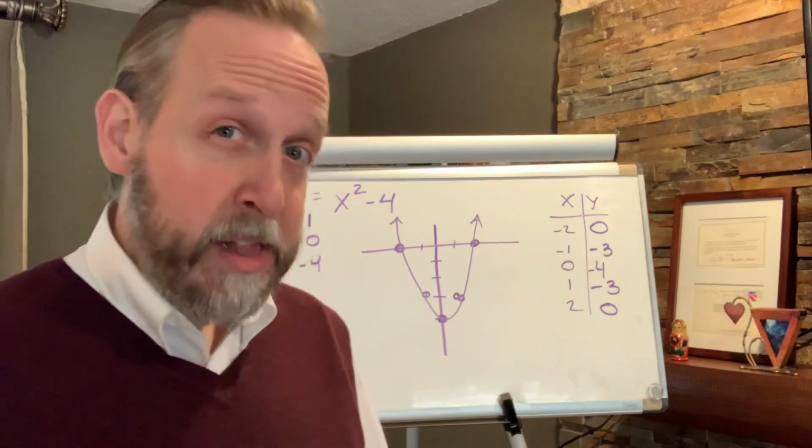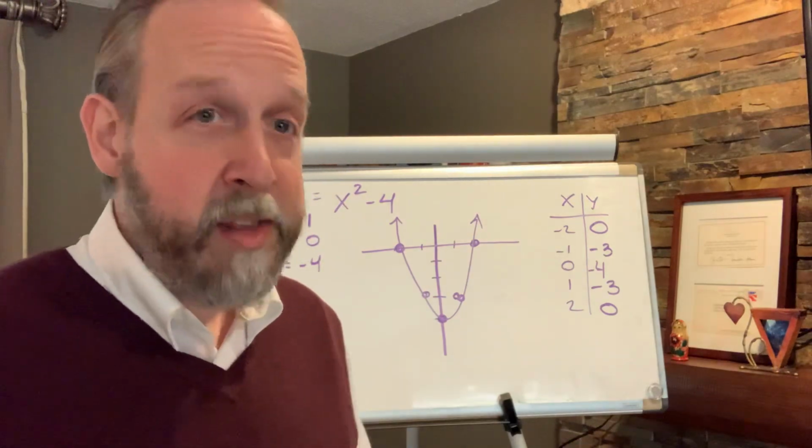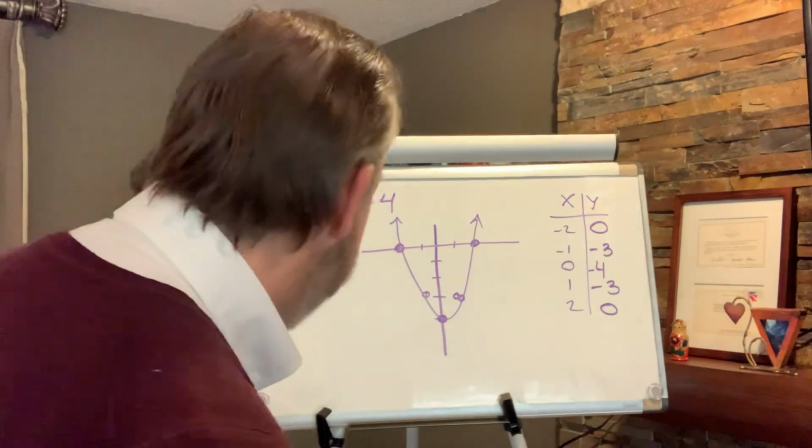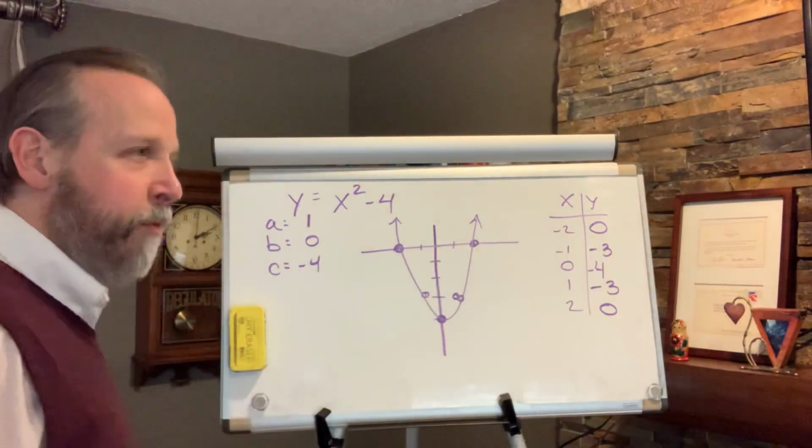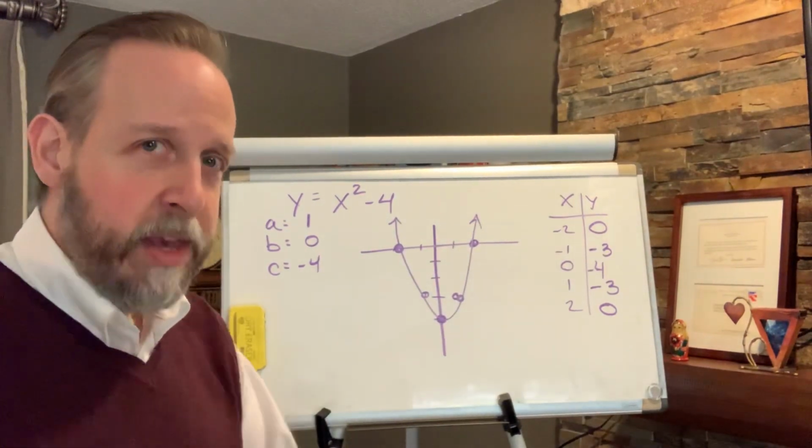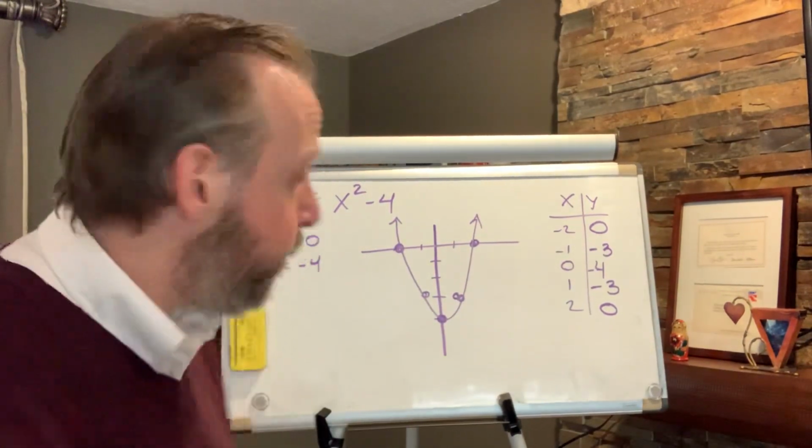I know I've been doing a lot of those open up. It's just an easier example. But that's an example of what you do when the b value, the x term, is missing.